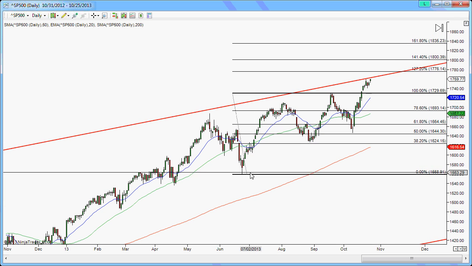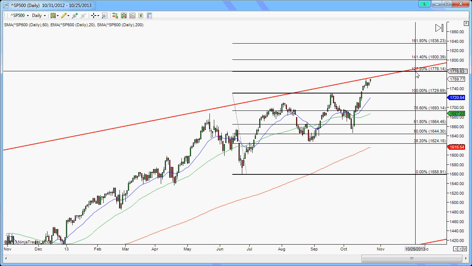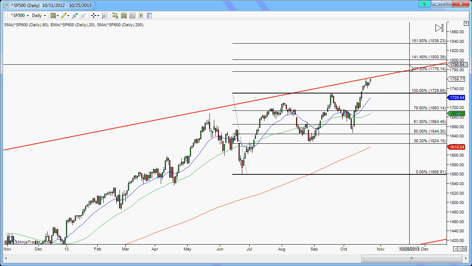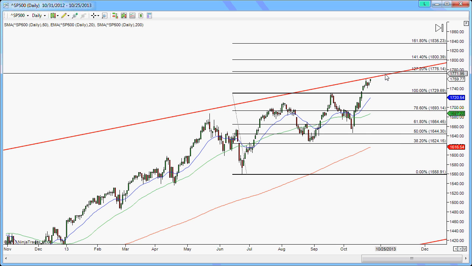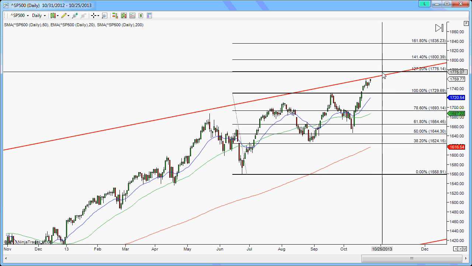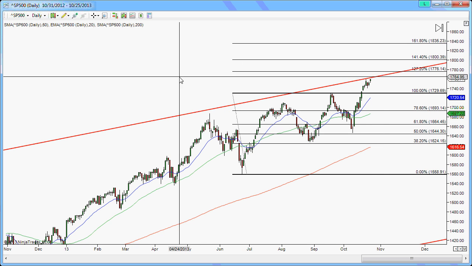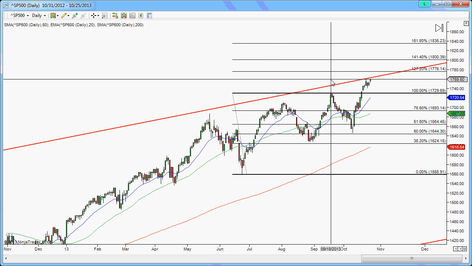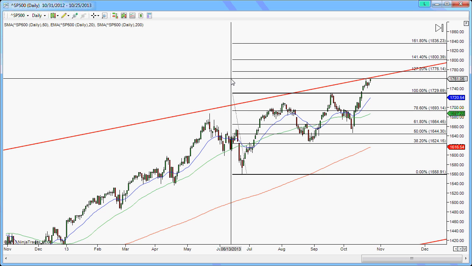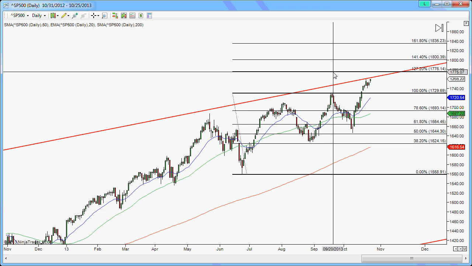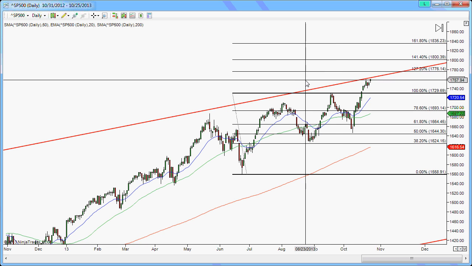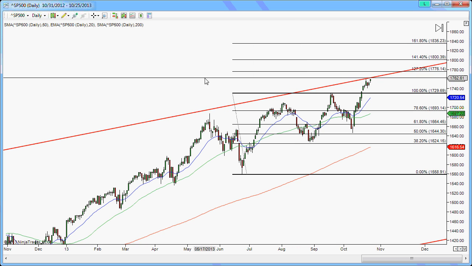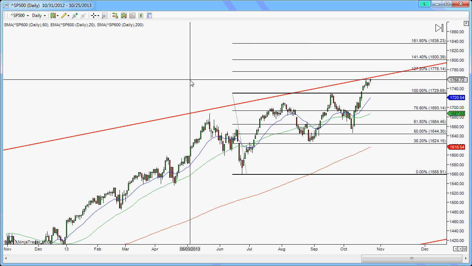Using this particular swing line here, we can see that 1776 is the 127 extension, and somewhere around 1800 is the 141. So we definitely could see some more upside here on the S&P 500. With Apple reporting next week, and Apple having some weight on the S&P 500, depending on how it reacts, if it reacts positively like a lot of people are expecting, then we could see the S&P 500 get up to this 1776 level, or it could run up to this level prior to Apple's earnings report, which is after the close on Monday.